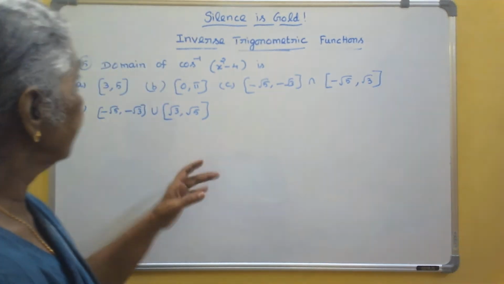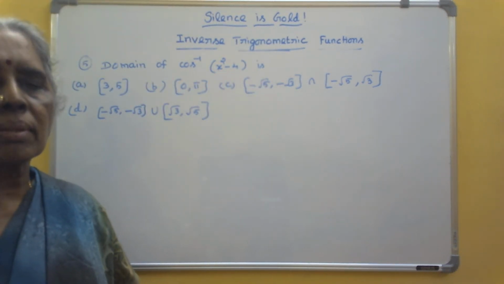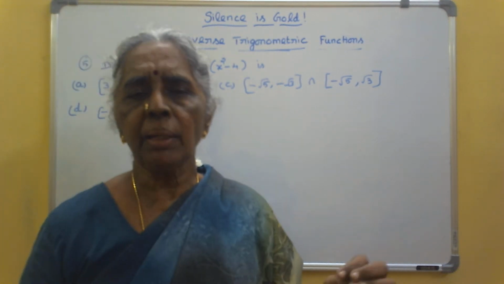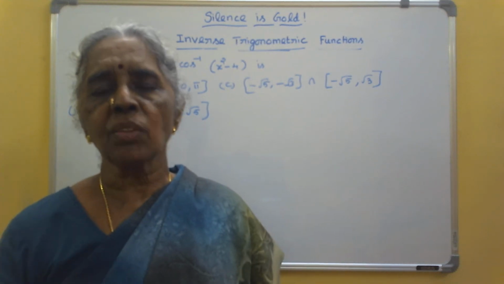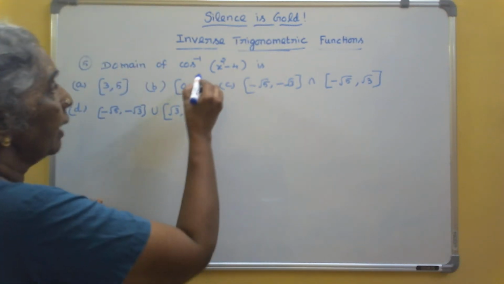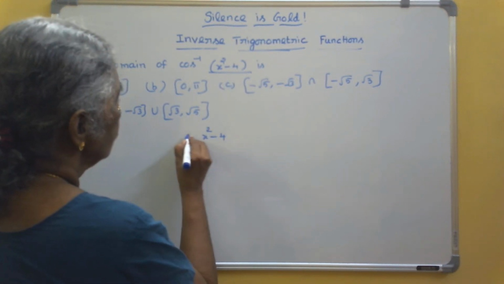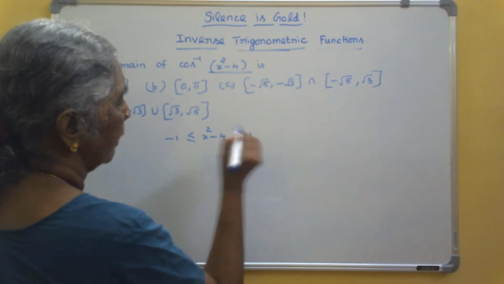Now see this sum. Domain of cos inverse of x squared minus 4 is. You know, for cos inverse x, the domain will be minus 1 to 1. For sine inverse and cos inverse both, the domain is minus 1 to 1. Here I have x squared minus 4 within that, right? So now here it is minus 1 less than or equal to x squared minus 4 less than or equal to 1.